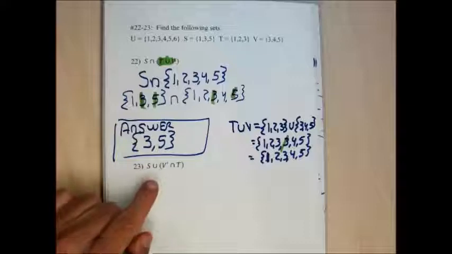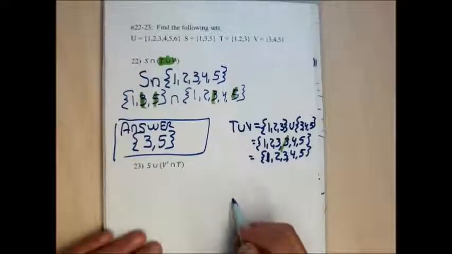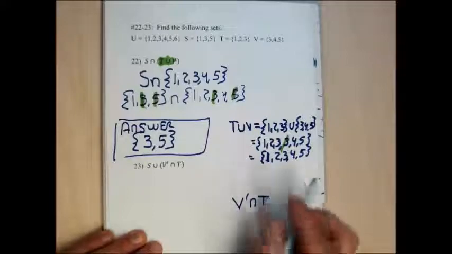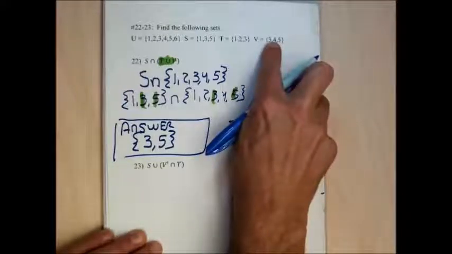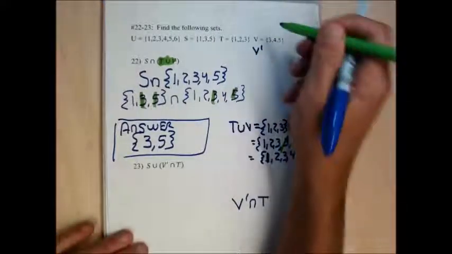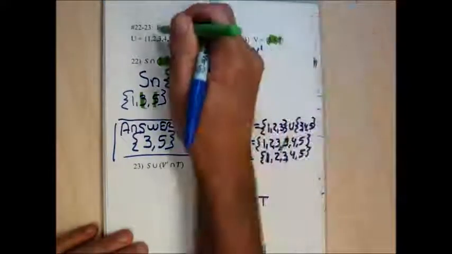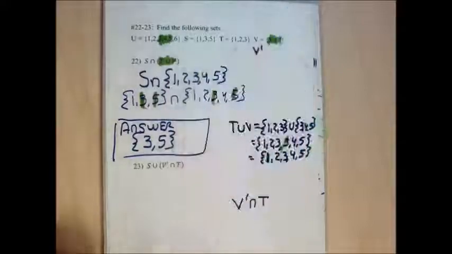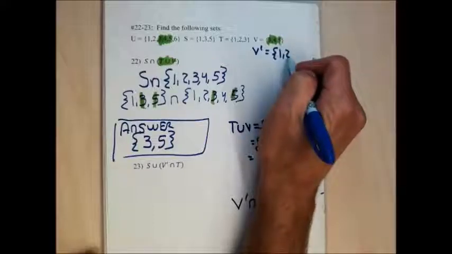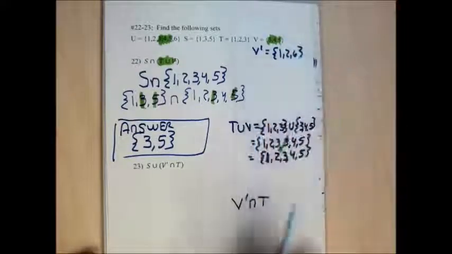For problem 23, off to the side, the first thing I need to do is V complement intersection T. I need to know what V complement is. To find V complement, I'm going to go to the universal set, and I'm going to scratch out the elements of V, which are 3, 4, and 5. When I scratch those out, what I haven't highlighted are the elements of V complement, which are 1, 2, and 6.